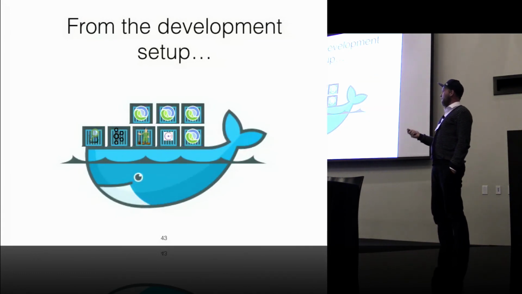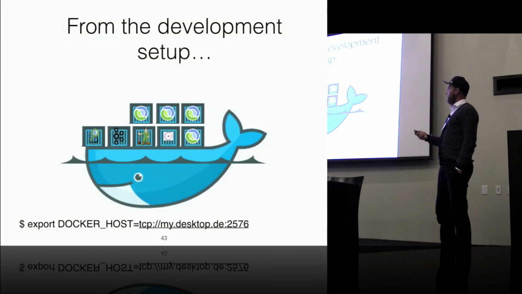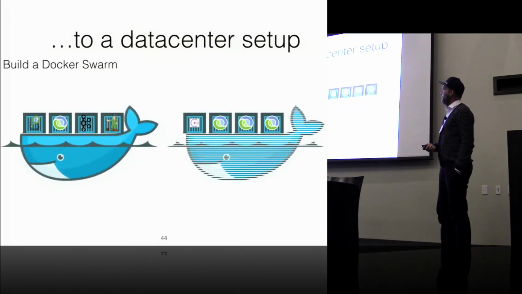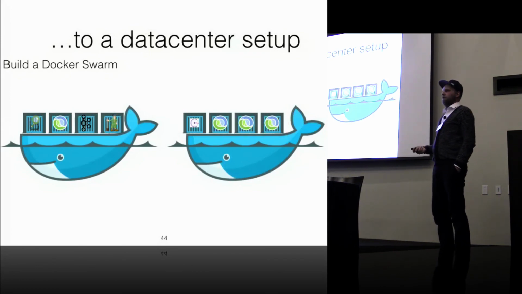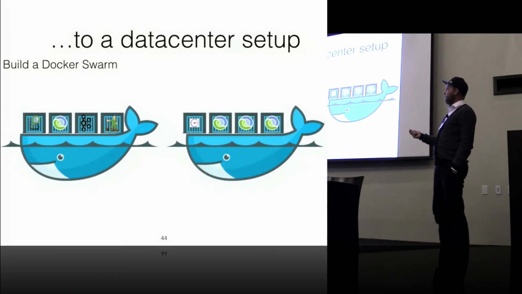On my machine, that looks still the same thing. I have my 4 Docker containers and my distributed pipe for my stream processors. And if I want to go to the data center now, I would just build a Docker swarm and have multiple Docker daemons running on multiple hosts. And then Docker swarm will basically schedule these containers to be run on different hosts. I have control over that, but it also runs out of the box.